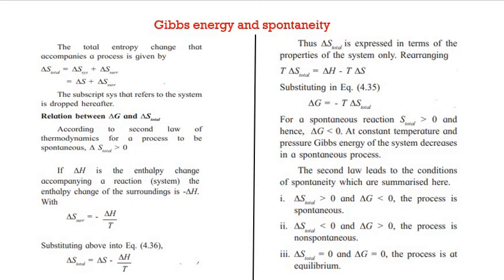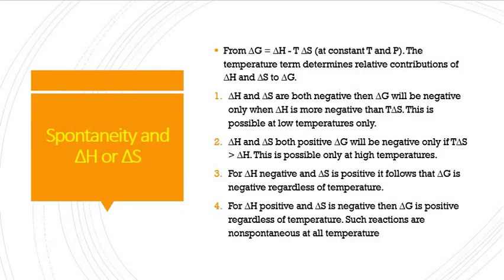If delta S total is less than 0 and delta G is greater than 0, the process is non-spontaneous. And if delta S total is equal to 0 and delta G is also 0, the process is in equilibrium. Now, spontaneity and delta H or delta S. From the formula, delta G is equal to delta H minus T delta S, where the temperature and pressure are constant. The temperature term determines the relative contributions of delta H and delta S to delta G.